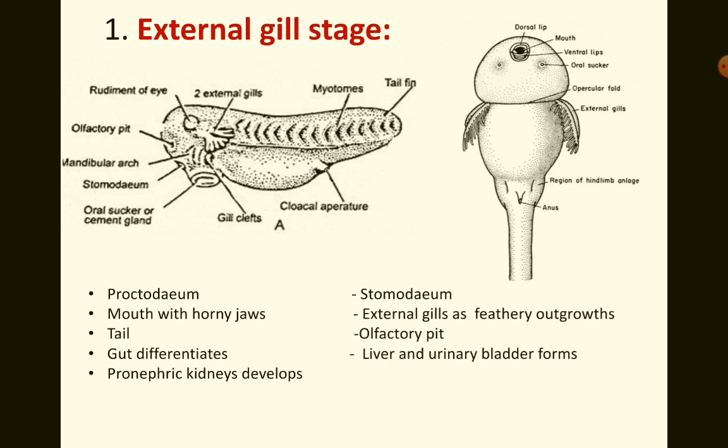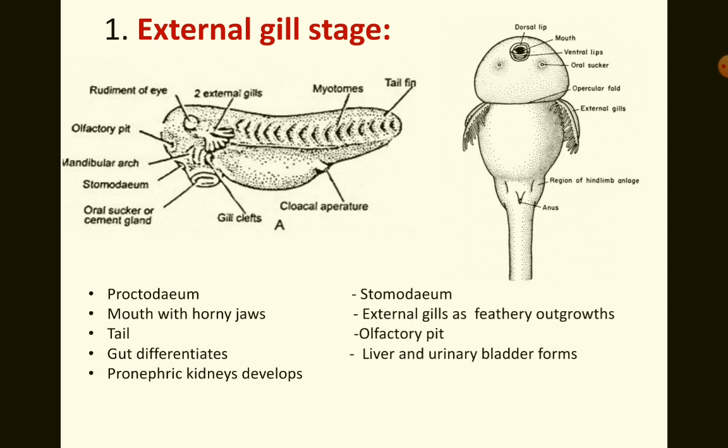External gills grow out as feathery outgrowths just behind the head. In the beginning there are two, but then they become three on each side after some time, and these correspond to the third, fourth, and the fifth visceral arches. In this stage, the larva is called the external gill stage. In the diagram towards your right hand side, you can see the external gills, which are present with a feathery appearance at the junction of the head and the trunk region.